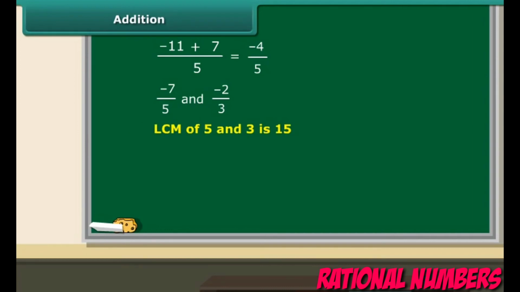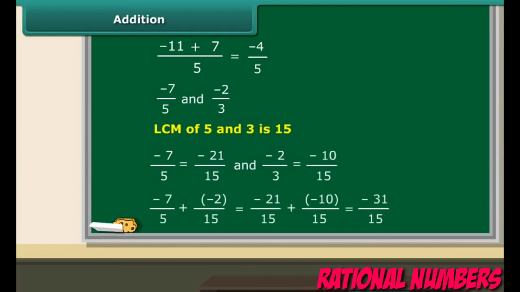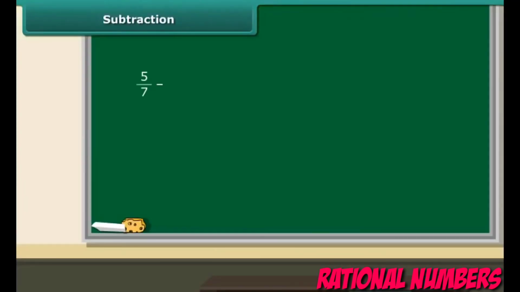Then we find the equivalent rational numbers of the given rational numbers with this LCM as the denominator. Here, minus 7 by 5 is equivalent to minus 21 by 15, and minus 2 by 3 is equivalent to minus 10 by 15. Then add the two rational numbers. Like addition, when the denominators are the same, we just subtract the numerators and keep the denominator the same. And if the denominators are not the same, we find the LCM of the denominators, then we find the equivalent rational numbers of the given rational numbers with this LCM as the denominator. Then subtract the two rational numbers.